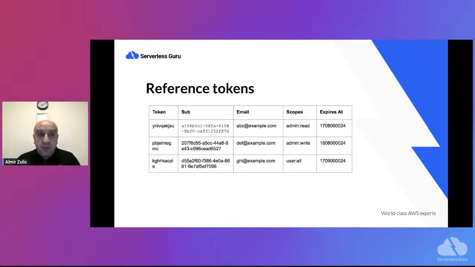We mentioned this before, but now let's just recall what we talked about earlier. There are two types of tokens: reference tokens and self-encoded tokens. Reference tokens, some call them opaque, I can't pronounce this word, but opaque tokens, are the tokens that actually don't contain any information.